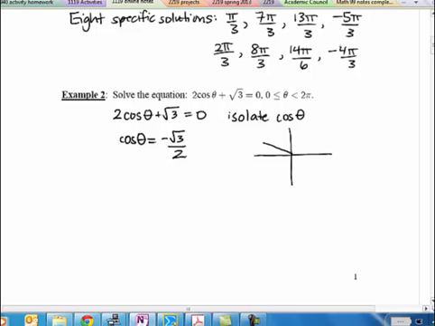My reference angle would be pi over 6 over in quadrant 1. So this is going to be pi over 6 short of pi, which is going to mean theta is 5 pi over 6. And this is going to be pi over 6 past pi, so theta is going to be 7 pi over 6. And those are the only two solutions between 0 and 2 pi that satisfy this equation, so that's it. 5 pi over 6 and 7 pi over 6.